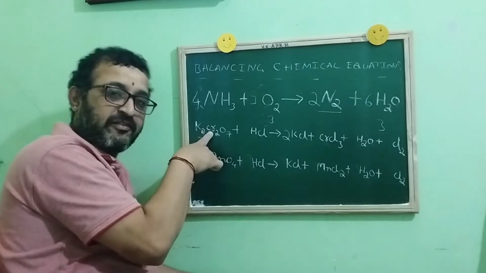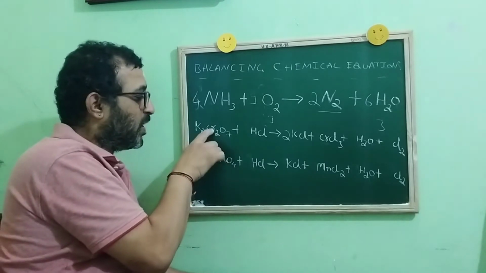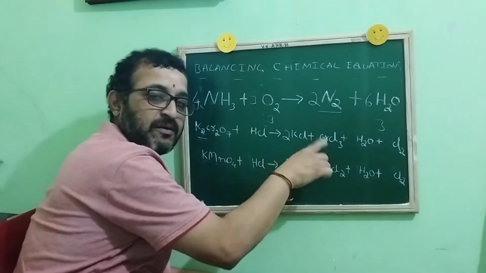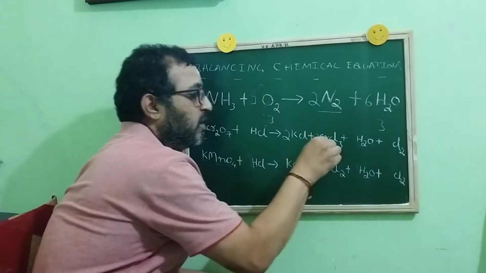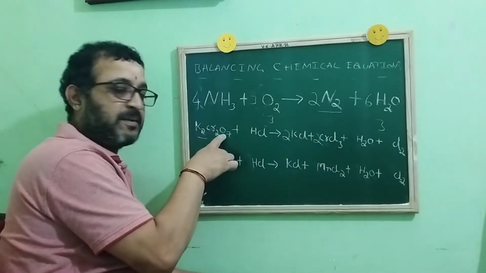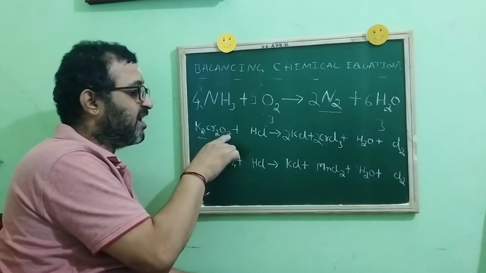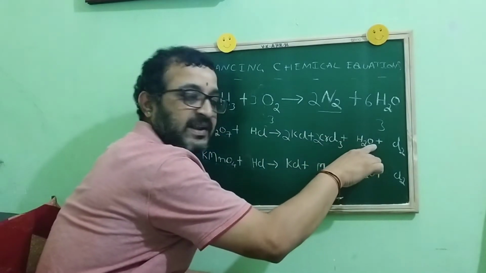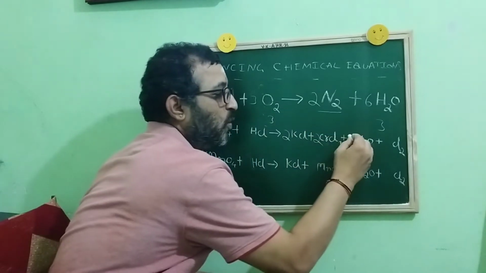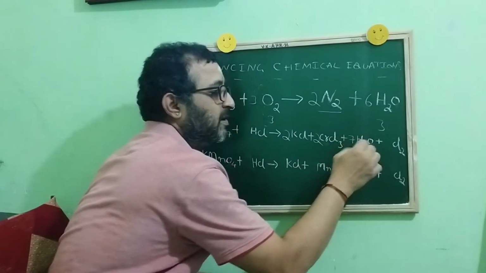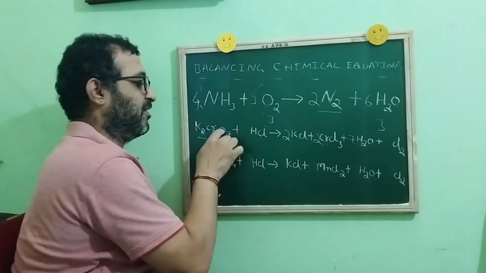Now who is there with potassium? Chromium is there. 2 ones are 2. But on the right hand side we have only 1. So I'll make it what? 2. Now who is there with chromium? Oxygen. How many are there? 7. 7 ones are 7. Here how many are there on the right hand side? 1. So what I'll do is I'll put 7. 7 ones are 7.